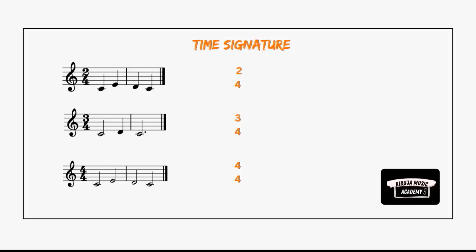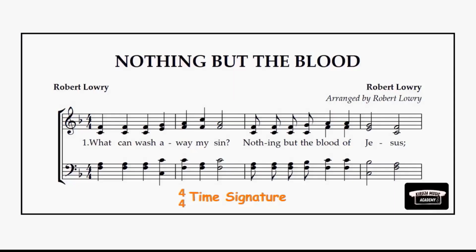The time signature consists of a top number and a bottom number. The numerator tells us the number of beats per measure, and the denominator tells us the type of note equivalent to 1 beat. For example, the hymn "Nothing But the Blood" is in a 4/4 time signature.